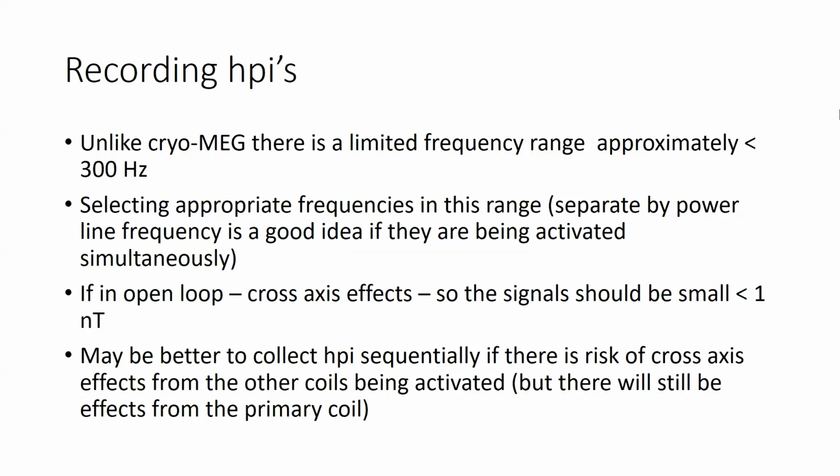So in terms of recording the HPIs, we are limited in terms of frequency range to approximately less than 300 hertz. So you have to select the coil frequencies appropriately. And you want to make sure that the HPIs aren't too large, so that you don't induce effects that you don't want to happen, such as maybe cross-axis effects if you have an open loop type sensor.